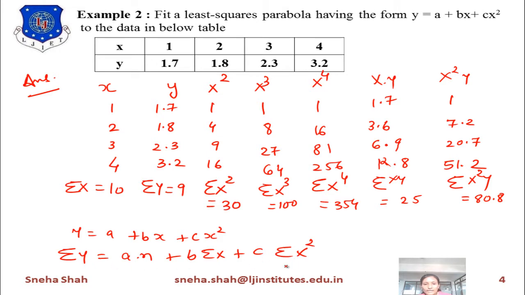So from that we can find the answer as 9 equals, now what is the value of n? 1, 2, 3 and 4. There are 4 terms, so I will write 4a plus this term representing the value of summation x equals 10, so I will write 10b plus this one is 30, so I will write 30c. So this one is equation number 1. Similarly, we will find equations 2 and 3.